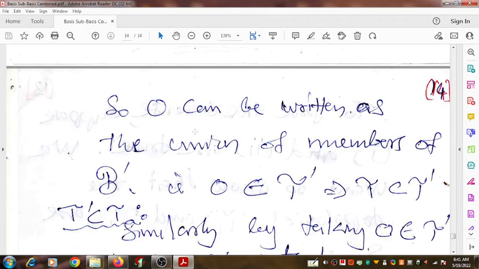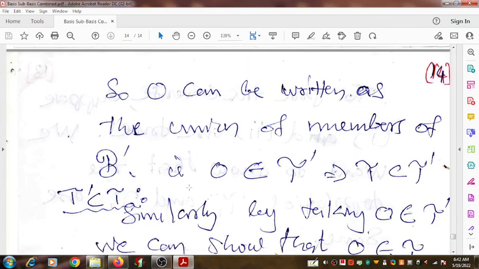So by considering all the members of O, we get that O can be covered by the corresponding members of script B prime. Therefore, O can be written as the union of members of script B prime. So it's clear that O is an element of the second topology, tau prime, for which script B prime is a basis.